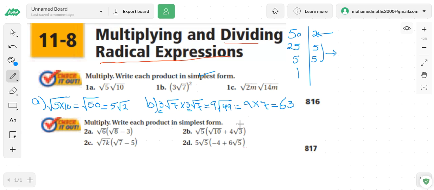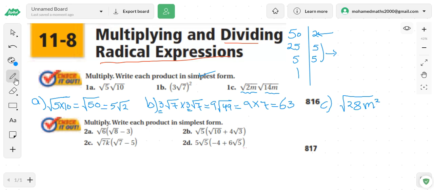We have many ways you can get the same answer. Now C, radical 2m times radical 14m. So it is radical 2 times 14, it's 28. m times m, it's m squared.